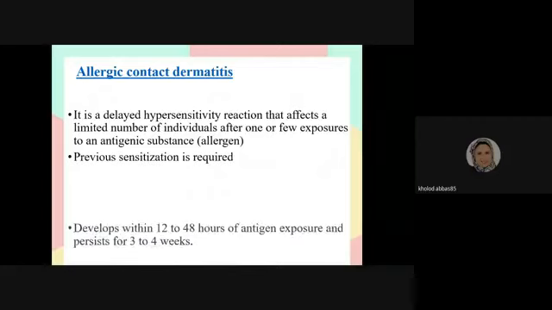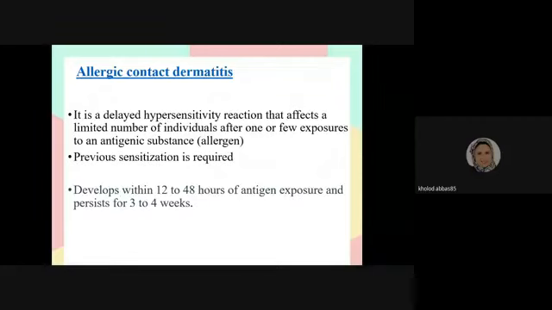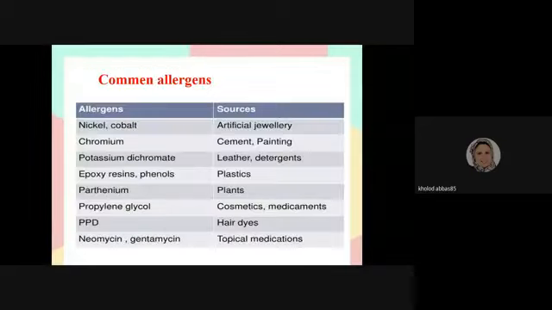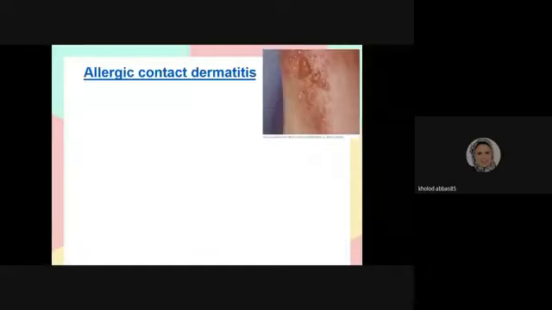It needs, as we said, previous sensitization, and develops within 12 to 48 hours of antigen exposure. Why? This is the time for the immunological process to develop, and it persists for 3 to 4 weeks. Common allergens: custom jewelry, nickel dermatitis, perfumes, and poison ivy. These are examples of allergens. Hair dye can also cause allergic dermatitis.